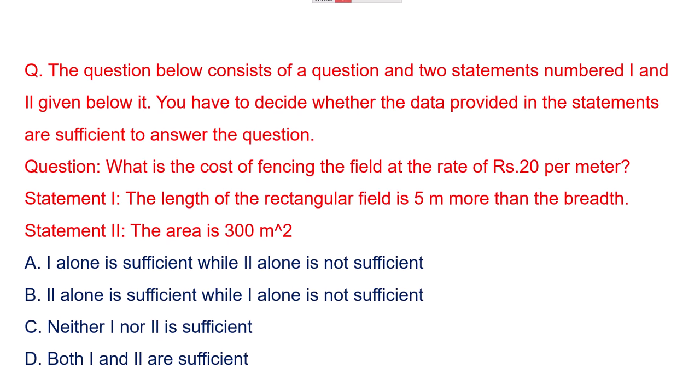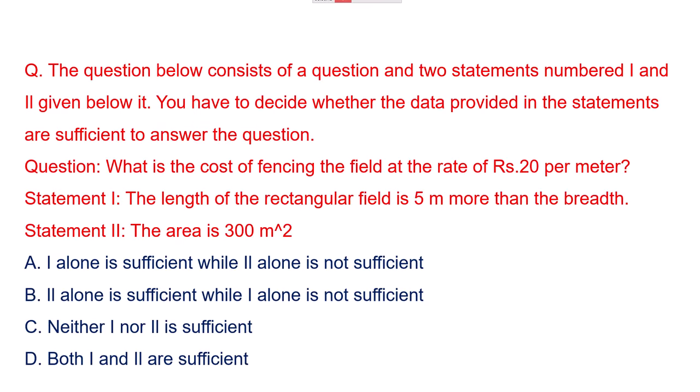Now see about this data sufficiency related question. Data sufficiency, they can ask any topic. To answer that question, what is the cost of fencing the field at the rate of rupees 20 per meter? Which data is required? Is it statement 1 alone, statement 2 alone, both together not sufficient, both together sufficient?